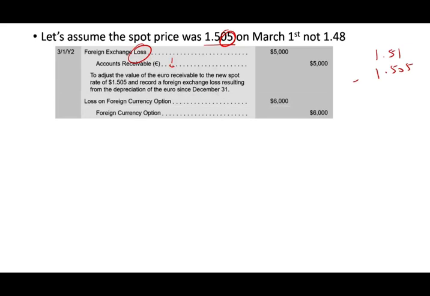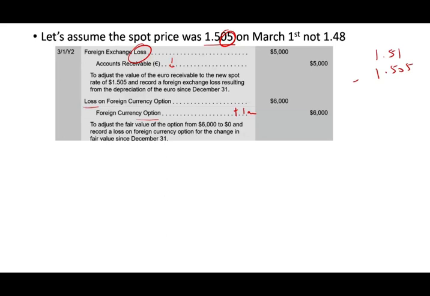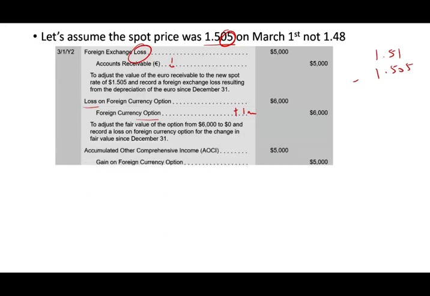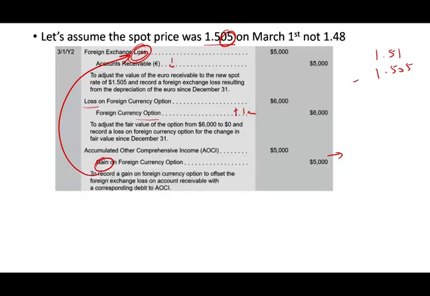Then you're going to get rid of the option. So the time value of the option, you're going to credit foreign currency option, debit a loss for 6,000. This is to record the time value of the option expired. It's gone, goes down to zero. Now we're going to debit accumulated other comprehensive income and credit gain on foreign currency option. So notice you have a loss here, you have a gain here. Now then you're going to go ahead and reverse this entry and transfer the gain to net income at the end of the period. But the point is, for every loss, you have a gain. So to offset the loss, this entry should be here, but that's okay.